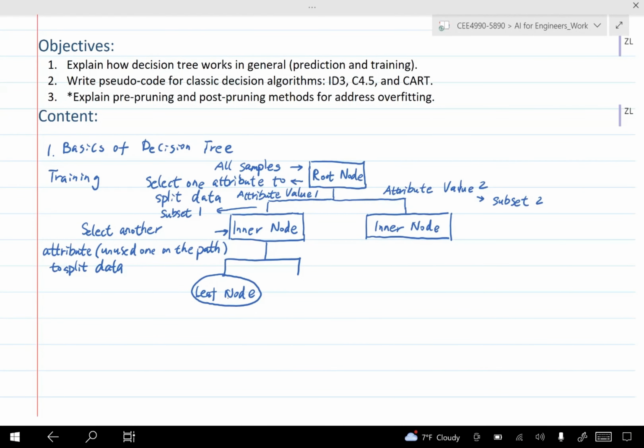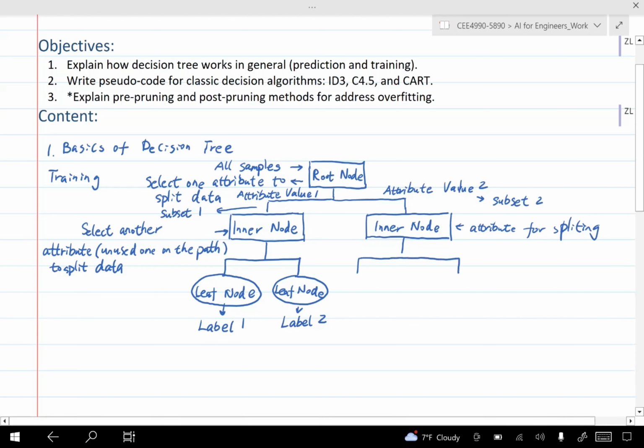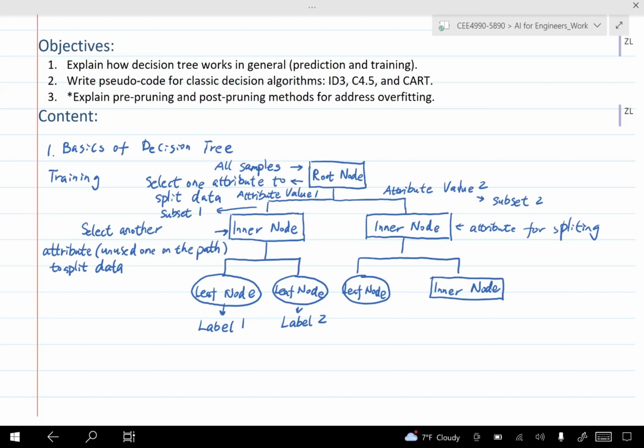And on the right side, the growth of the tree has not stopped because we haven't reached the leaf node yet. So we need to keep going. Here, we do the same thing. For this node, we also need to select an attribute for splitting. And let's say that this attribute has two attribute values. One will lead to a leaf node. The other one will just give us an inner node. So we use different shapes to represent it.